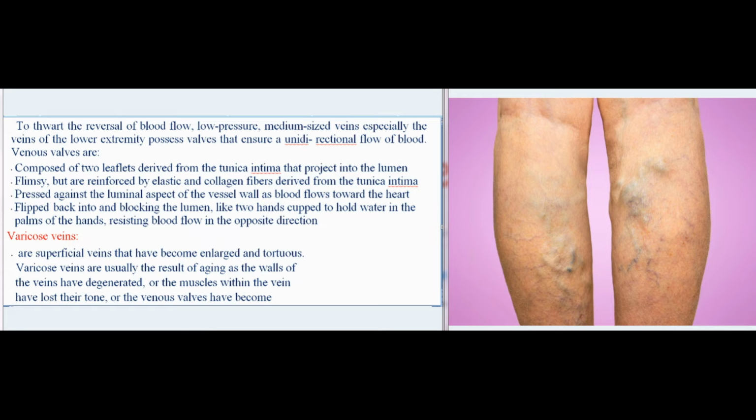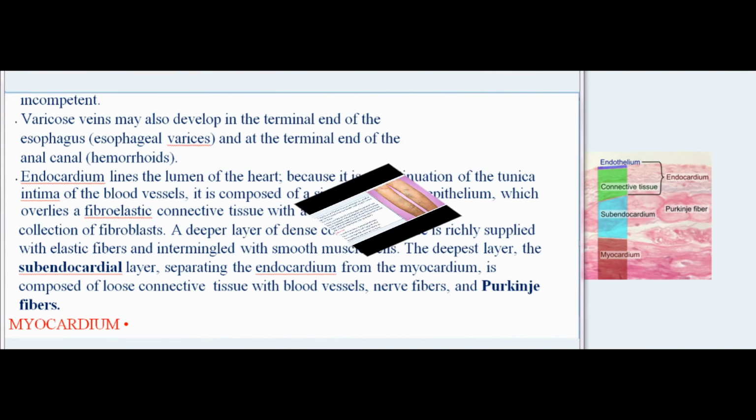Varicose veins are superficial veins that have become enlarged and tortuous. Varicose veins are usually the result of aging, as the walls of the veins have degenerated, or the muscles within the vein have lost their tone, or the venous valves have become incompetent. Varicose veins may also develop in the terminal end of the esophagus, esophageal varices, and at the terminal end of the anal canal, hemorrhoids.